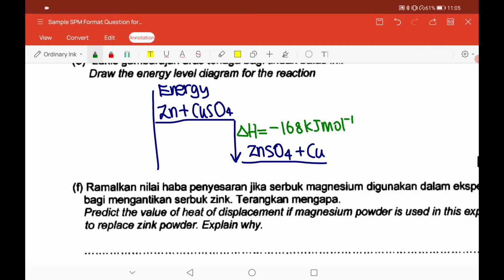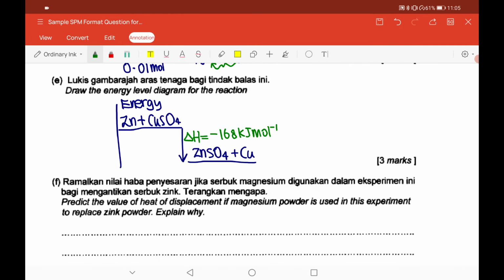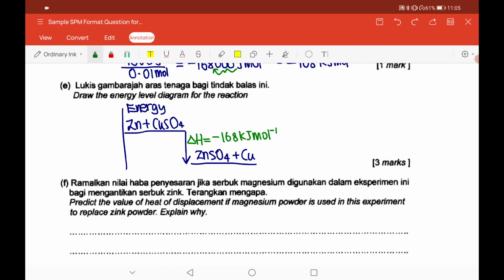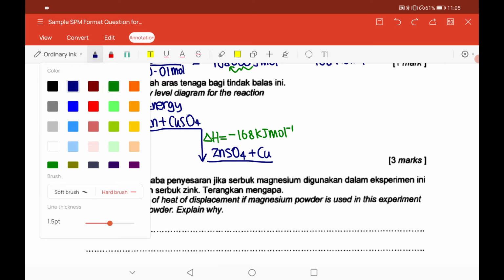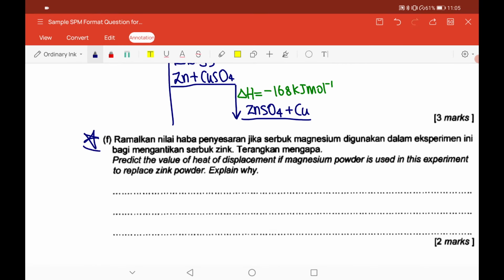Okay, so in this question, if you can draw the energy level diagram, you will get rewarded with 3 marks, which is very good and very rewarding. So the next question is a very popular question.